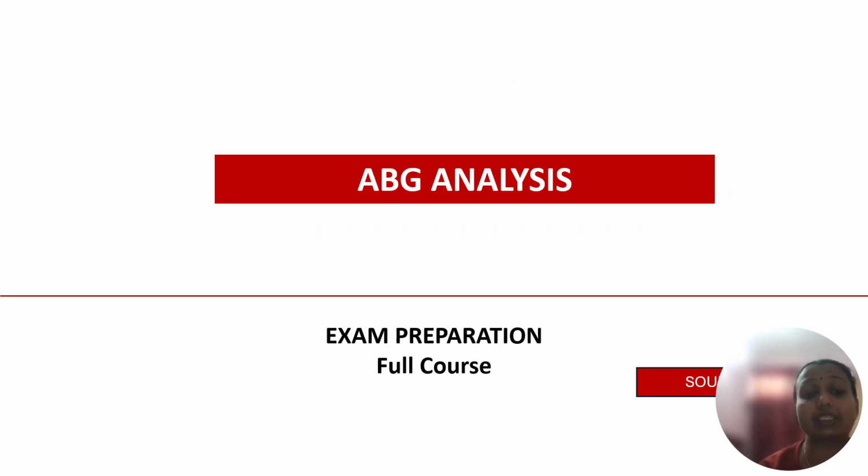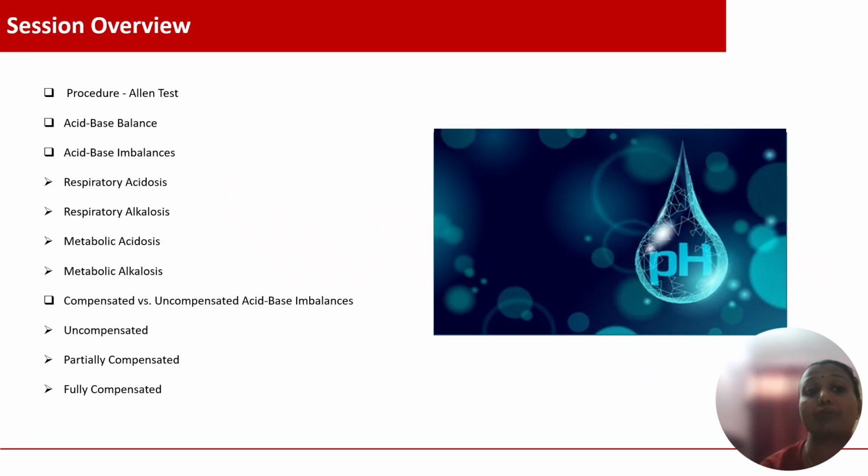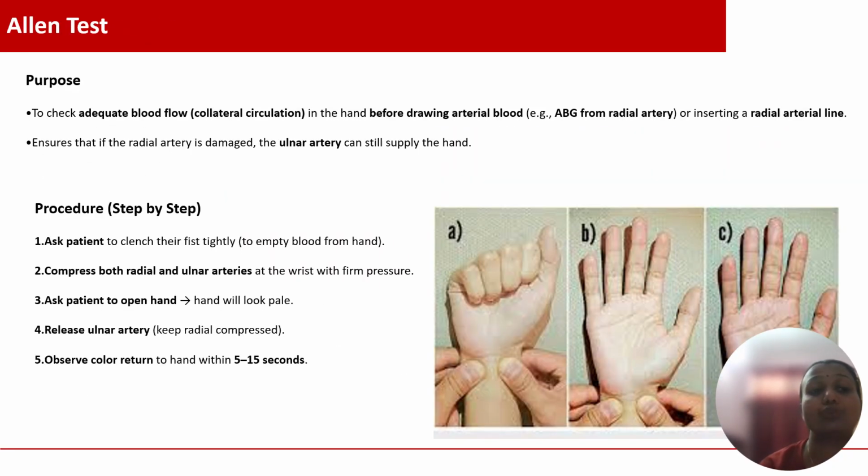Before going to see the ABG, a very important procedure we have to do, that is the Allen test. So what is the purpose of this Allen test? Before puncturing the radial artery, we need to know the patency of the ulnar artery. So before taking the arterial blood from the radial artery, we need to check the ulnar artery patency.